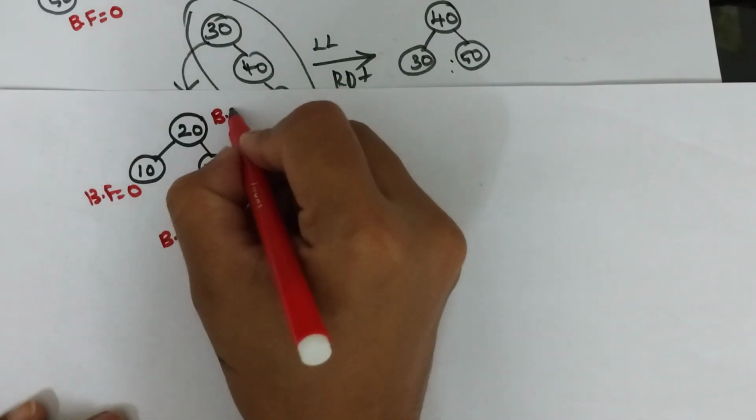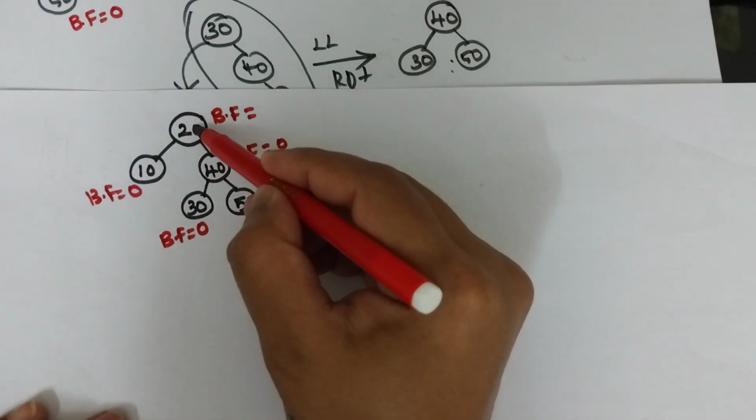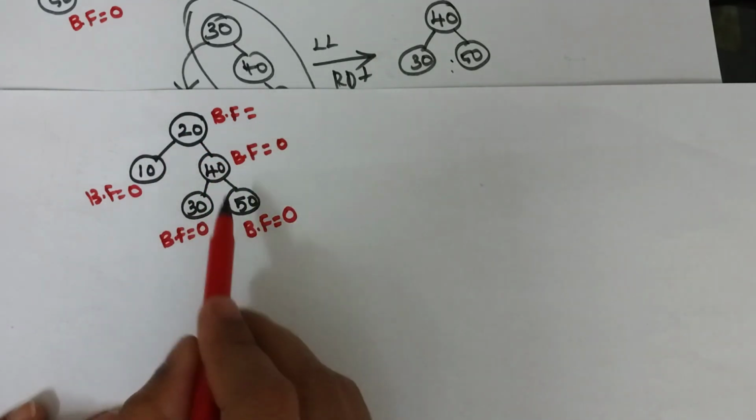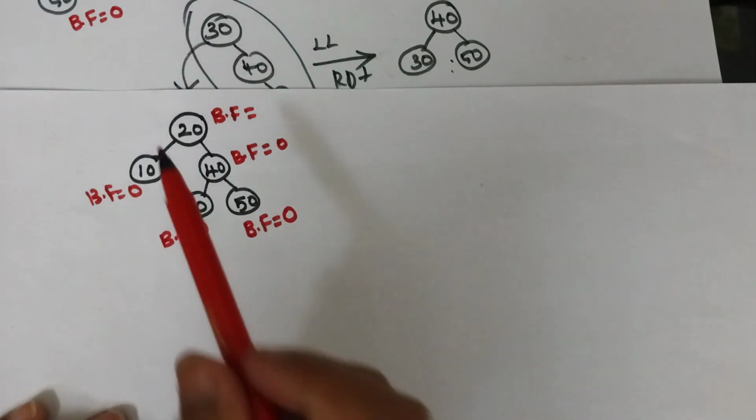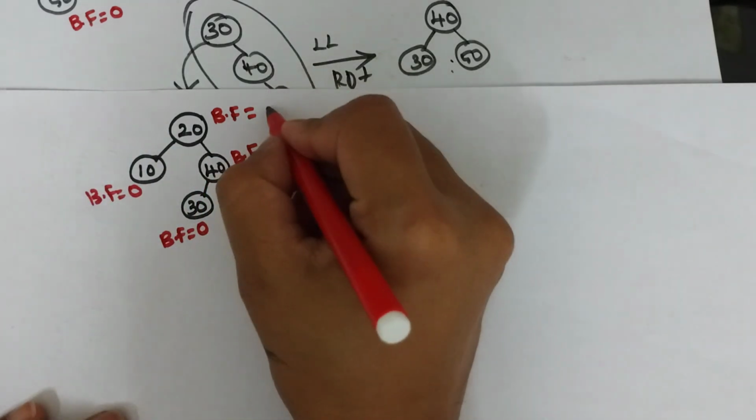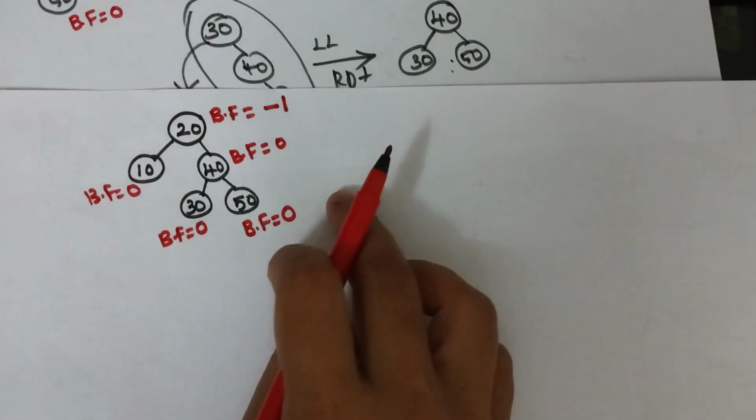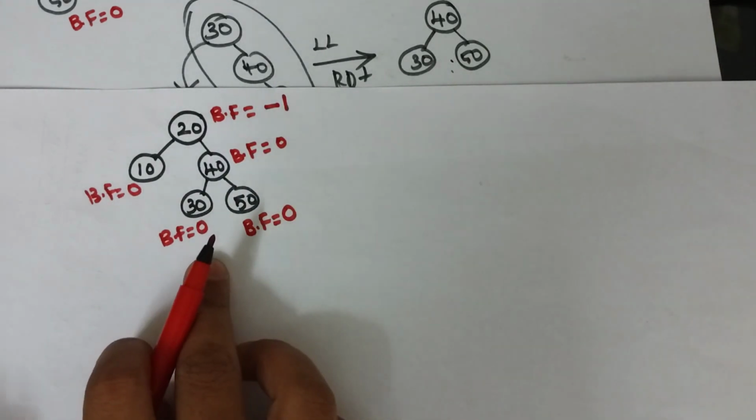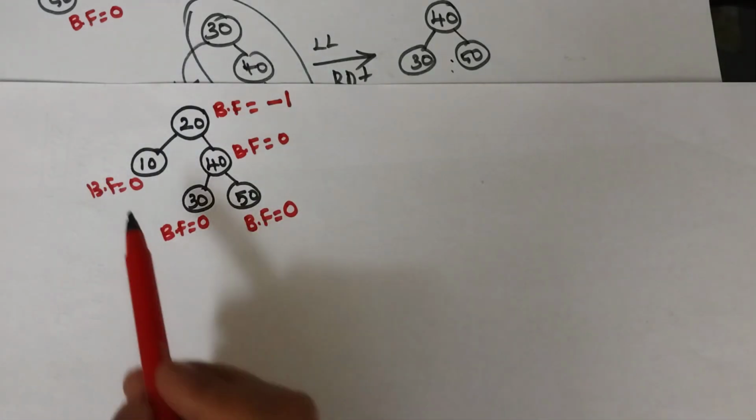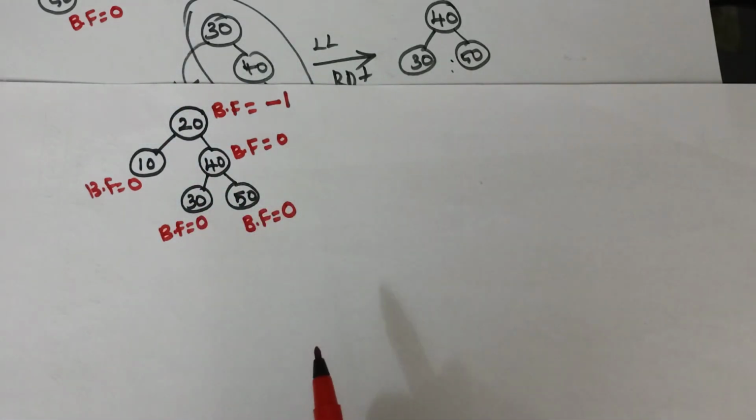Now the balance factor for 20. What is the height of the left subtree? 1. Now what is the height of the right subtree for 20? How many levels are there? 2 levels are there. So the height of the right subtree is 2. Left subtree 1, right subtree 2, so 1 minus 2 is minus 1. Now these are all the balance factors that we found for this tree, and you can see all the nodes are balanced, because all the balance factors are 0 or minus 1. So everything is balanced, right?